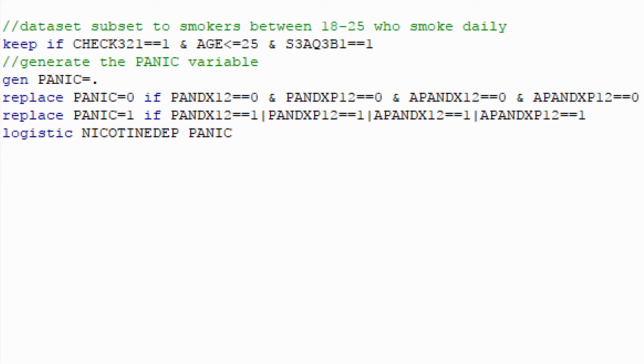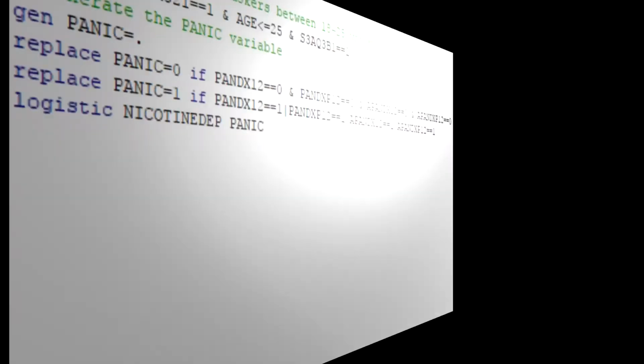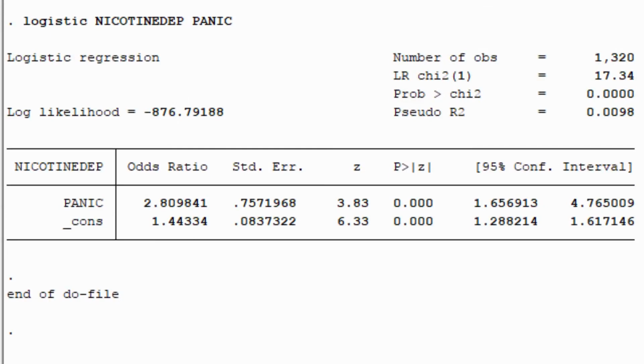Logistic, nicotine dep, panic. Here we see a significant positive association, and note that young adult daily smokers with panic disorder in our sample are 2.8 times more likely to have nicotine dependence than young adult daily smokers without panic disorder.